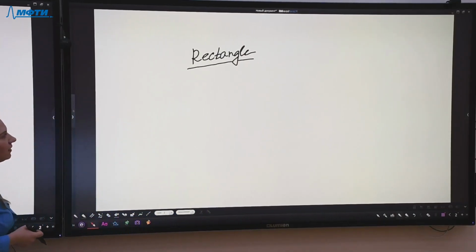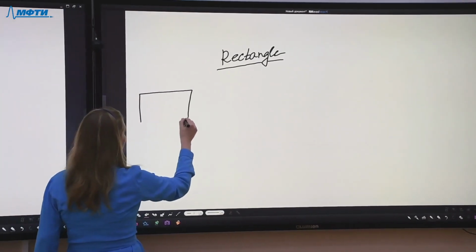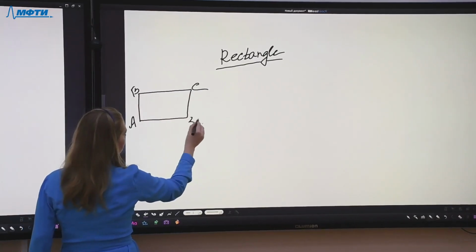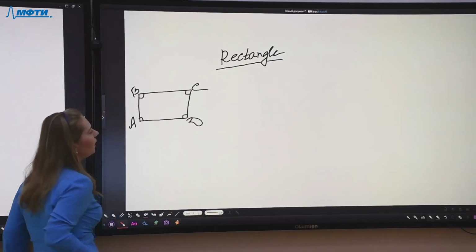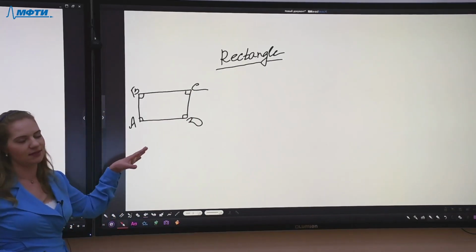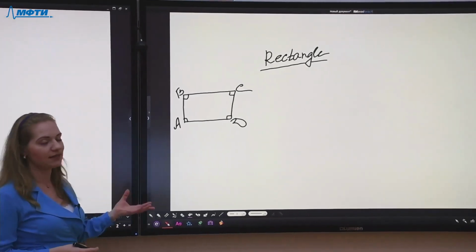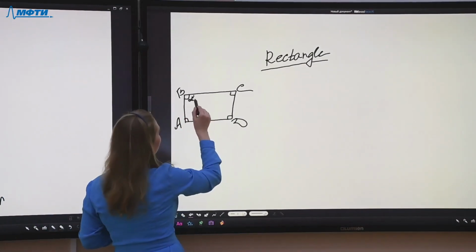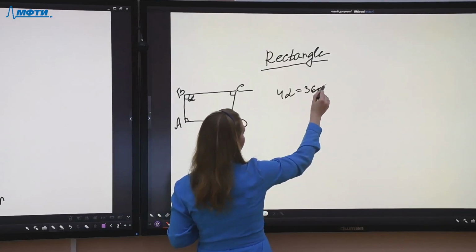A rectangle is a parallelogram with equal angles. So we take a parallelogram, and we say that all angles of this polygon are equal. And again, we know that the sum of angles is 360 degrees. It means that each angle is 90 degrees, right? Because if it is alpha, we have that 4 alpha is 360 degrees. From here, we can find alpha.